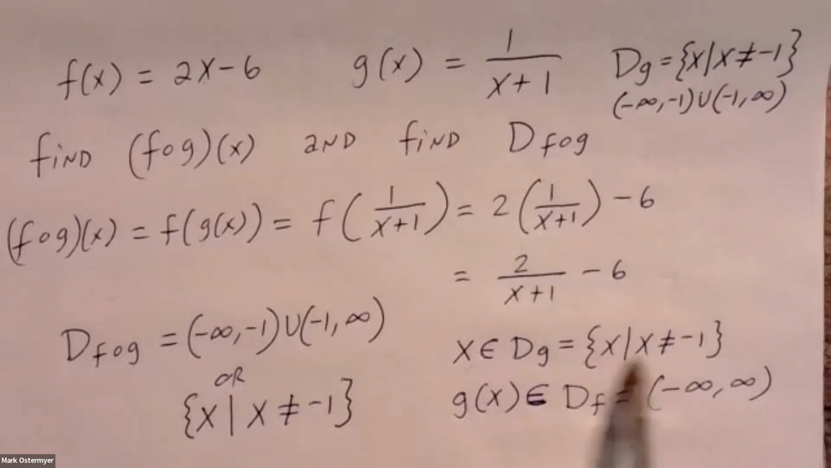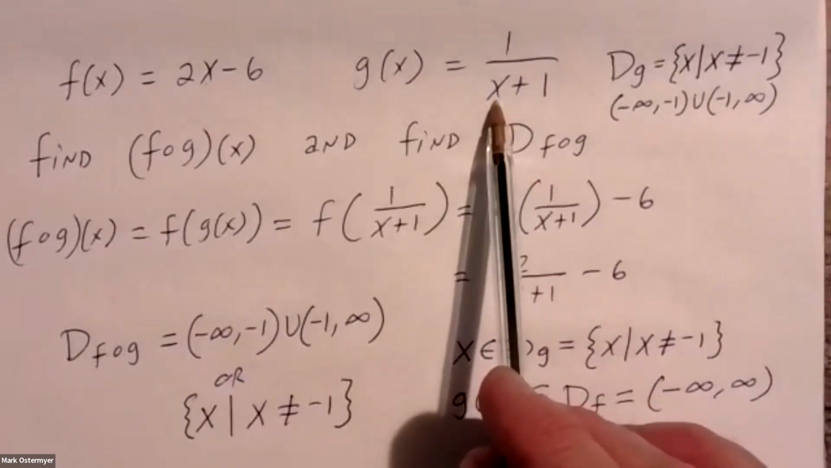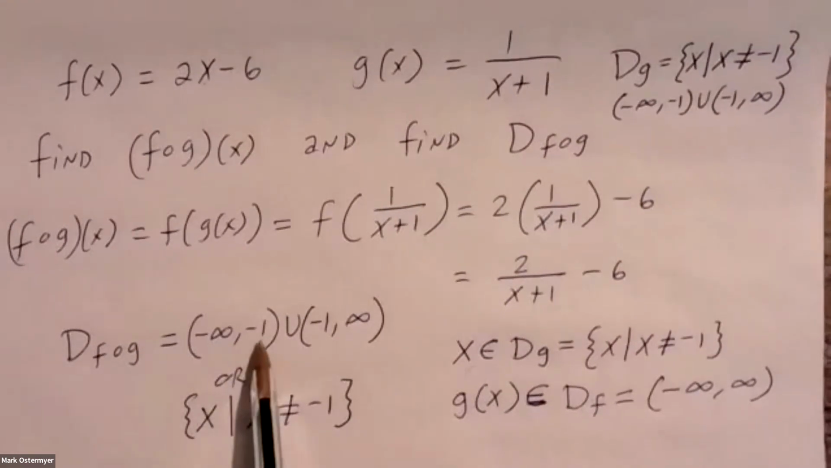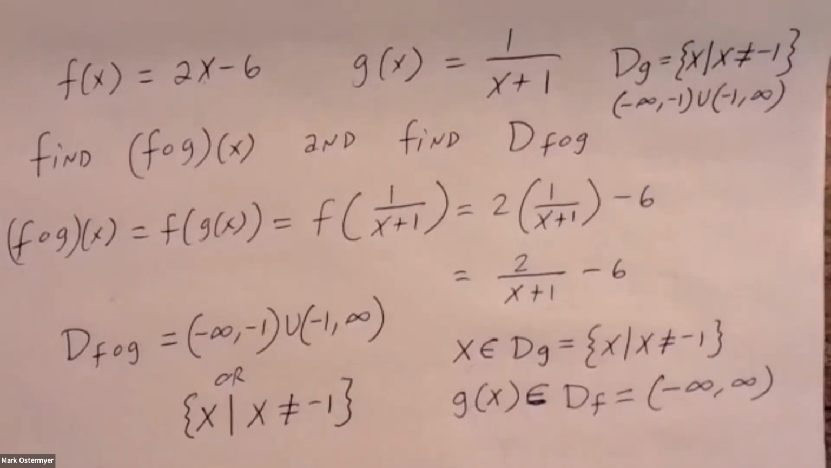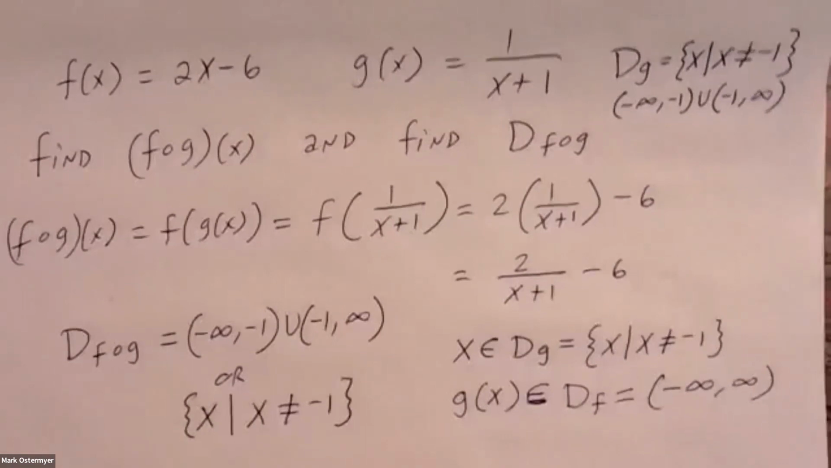Because -1 cannot be in the domain of function g. If it is, then this function will be undefined at -1, correct? The denominator goes to 0. So that's why you cannot include -1 in interval notation. You have to use parentheses here. Make sense? So that would have to be the domain of this composition of f and g: all real numbers except -1.